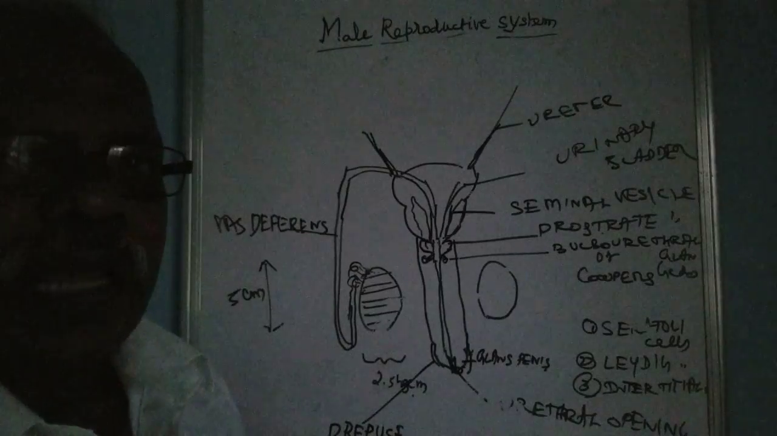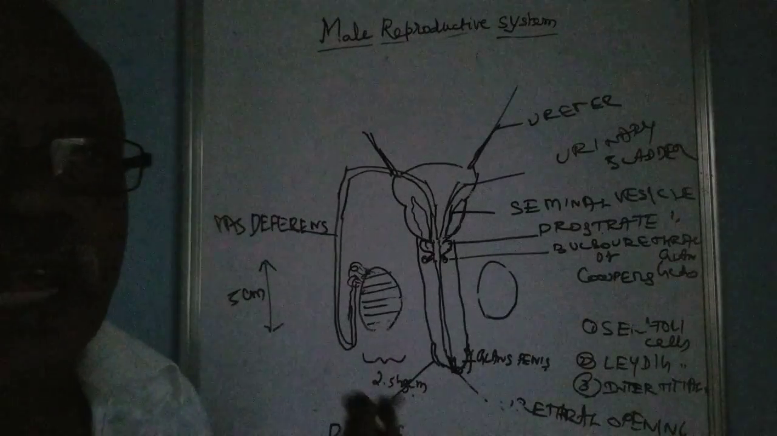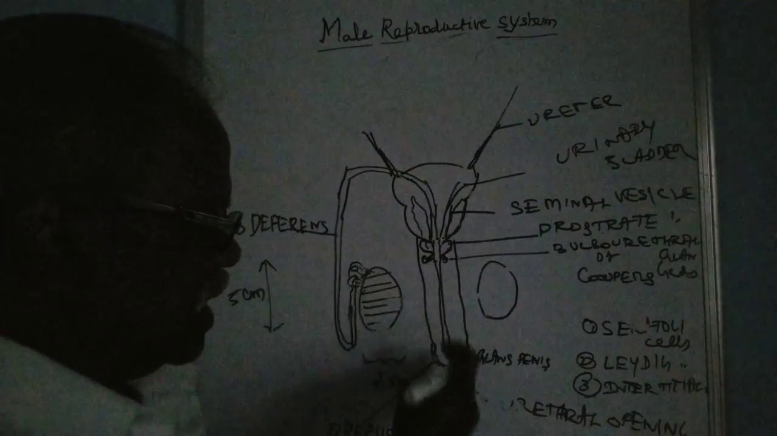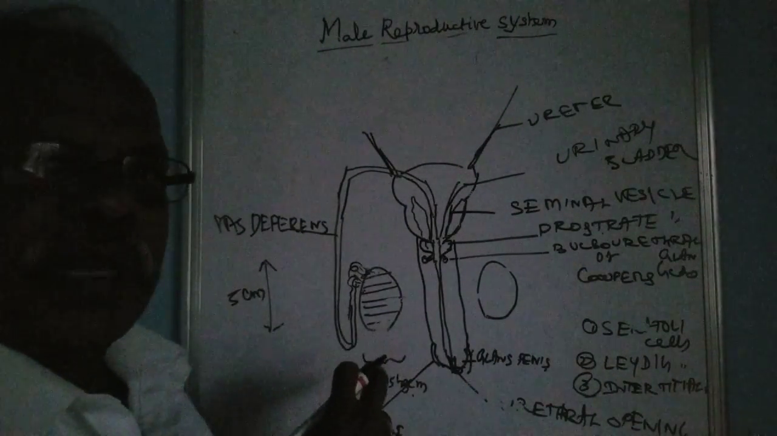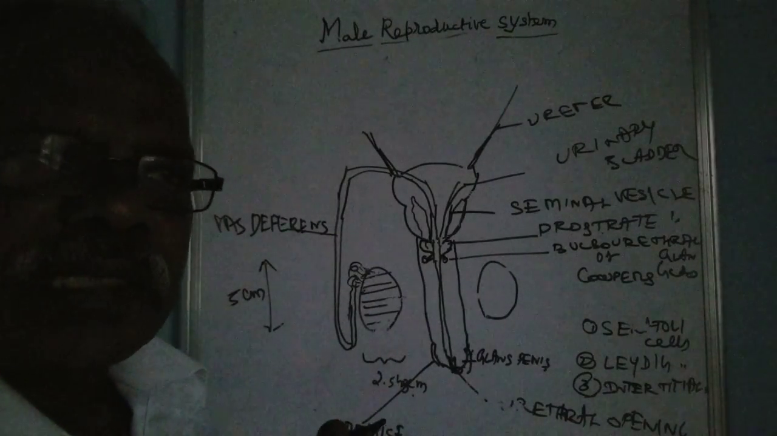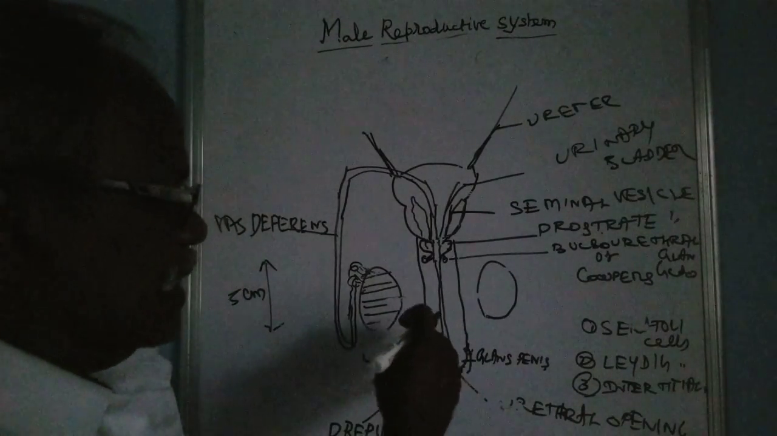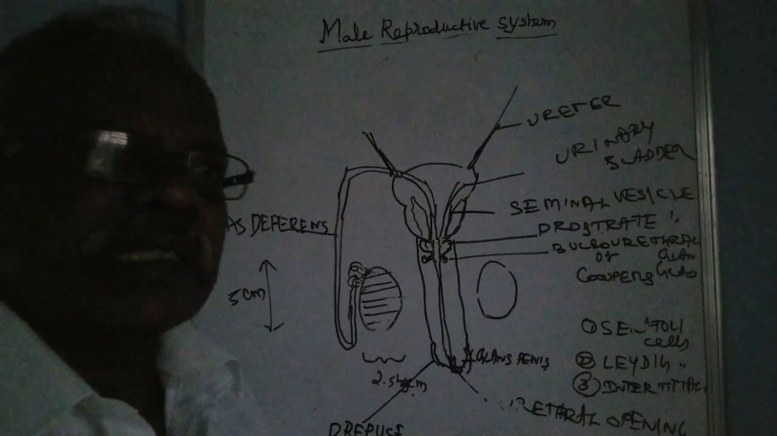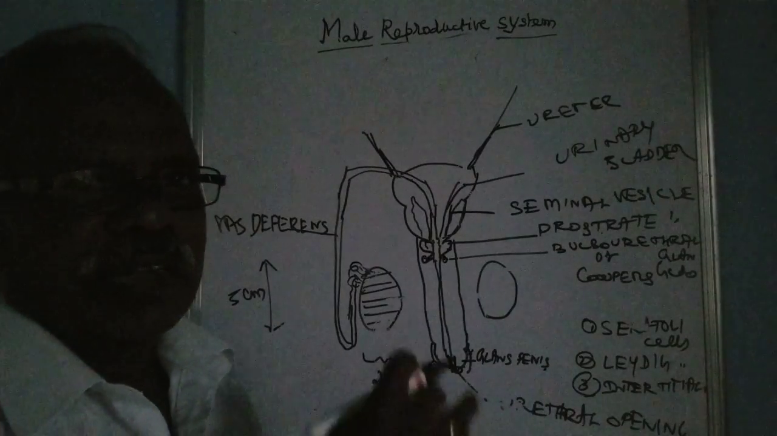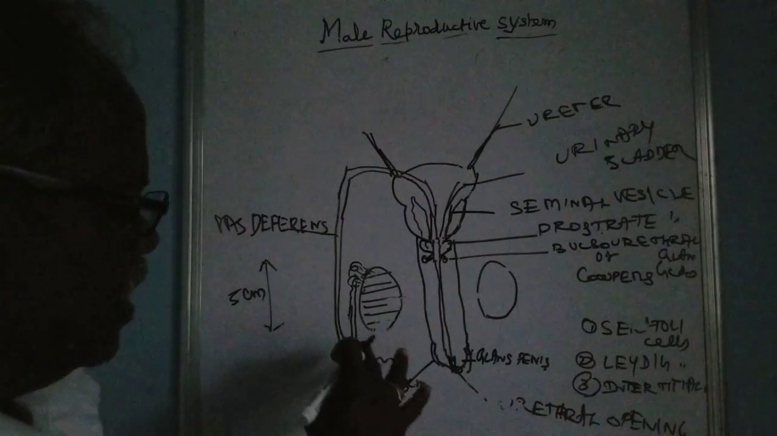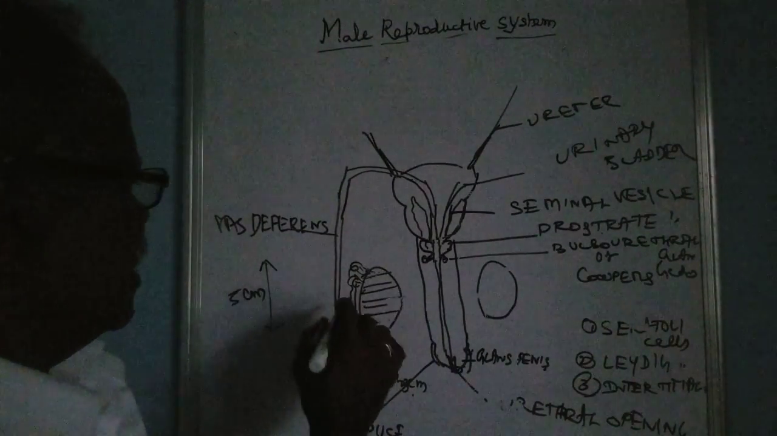Now we will see how actual sperm is formed, and how it is ejaculated. The actual sperm formation happens in the testes, particularly in the interstitial cells. How the Leydig cells and other things are arranged, we will be seeing in a separate video. In this video, we are seeing the overall structure.